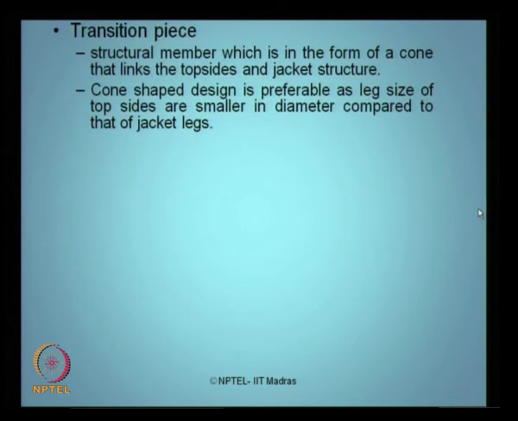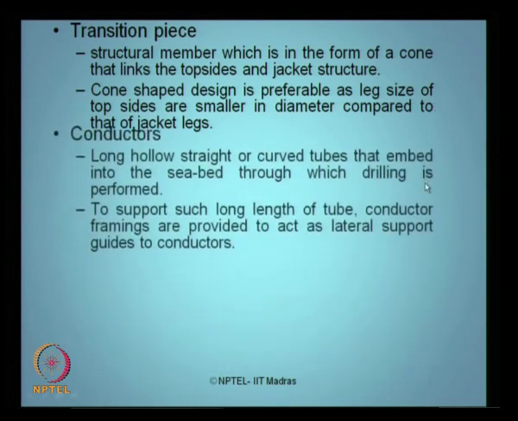Transition piece is a very important component, a structural member in the form of a cone that links the top side with the jacket. It is a cone-shaped design because the leg sizes of the top side are much smaller in diameter compared to that of the jacket legs.